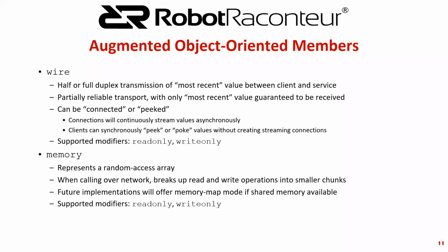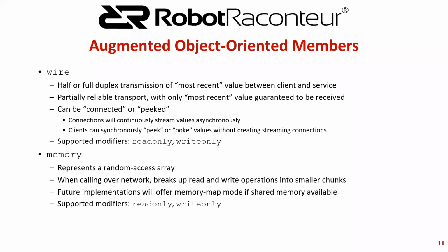The wire can operate either in connected mode or peek mode. When you connect a wire, it will asynchronously send packets, either to the client or to the service, from client to service. And you can also peek and poke the wire if you want to do it synchronously without making connections. So that avoids having the constant data flowing back and forth. You only need to have an instantaneous value read or written to the wire.